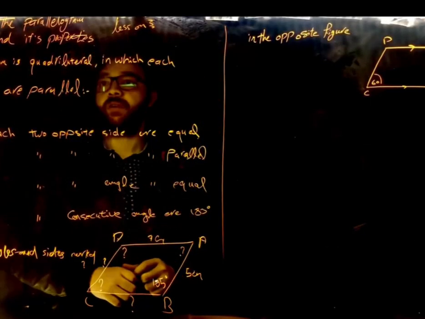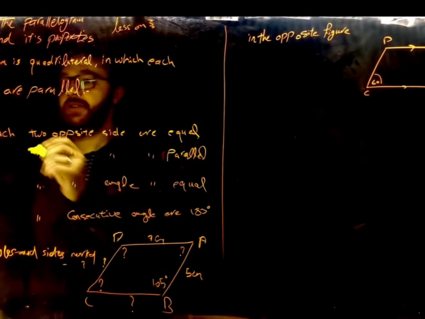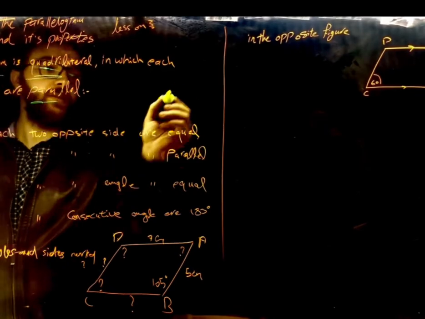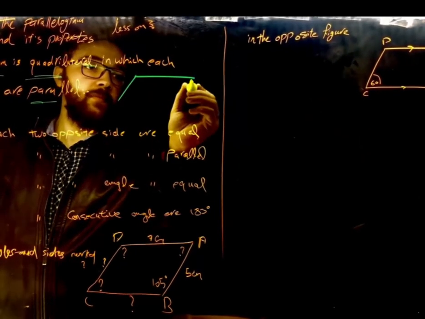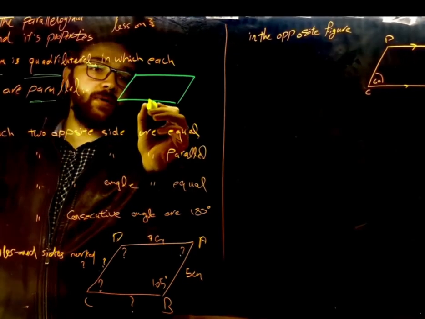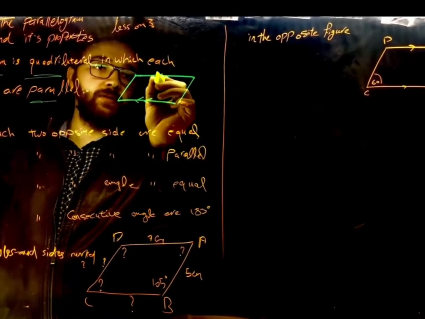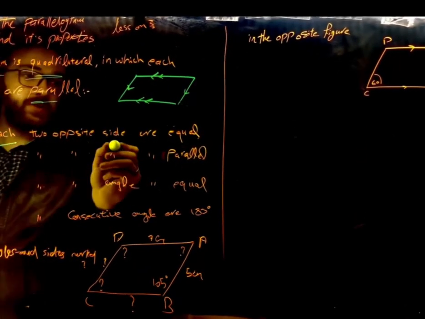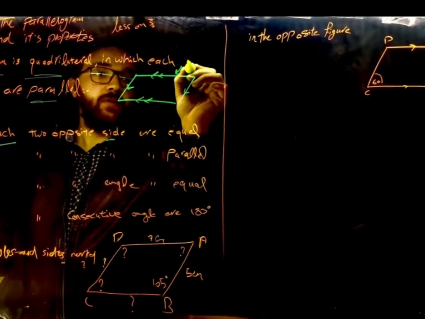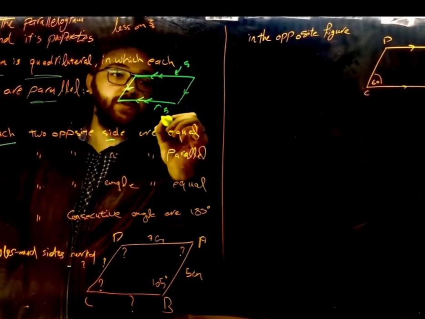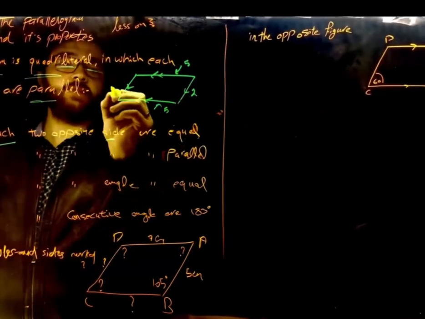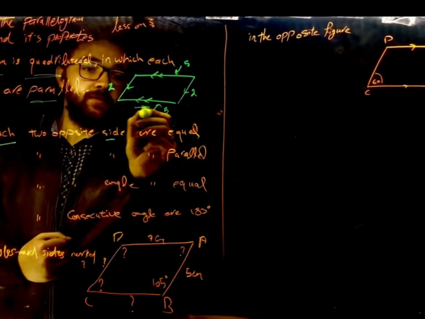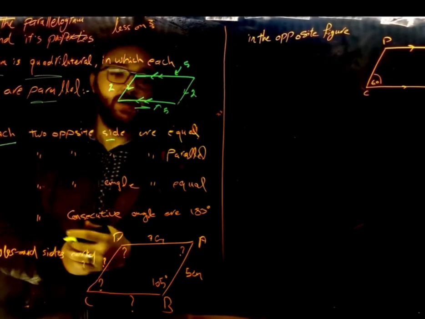Lesson 3 is about parallelograms. The definition of a parallelogram is a quadrilateral in which each two opposite sides are parallel. This is a parallelogram. Each two sides are parallel, which means this side is parallel to this, and this side is parallel to this side. Properties: each two opposite sides are equal. If this equals 5 centimeters, then this equals 5 centimeters. If this equals 2 centimeters, then this will be 2 centimeters. Each two opposite sides are parallel, as we said before.